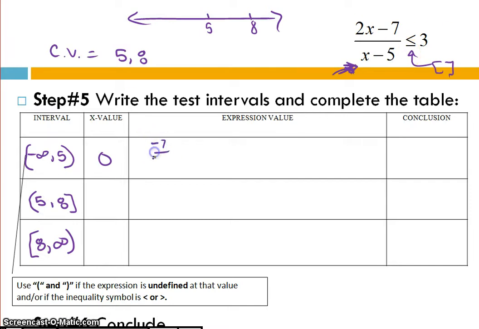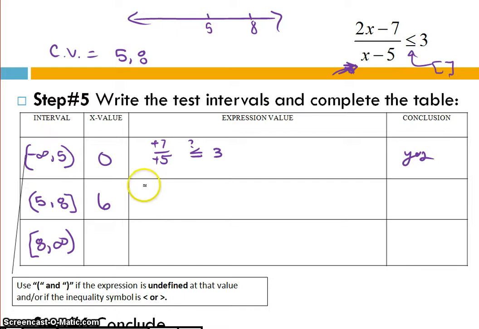You get minus 7 over minus 5. Is that less than or equal to 3? Yes, because we have 7 over 5, and that number is less than 3. We need a number between 5 and 8. I'll pick 6. Remember, don't pick the endpoints.